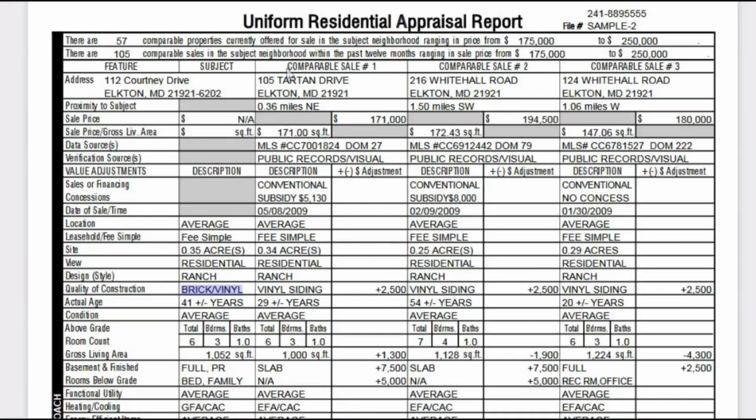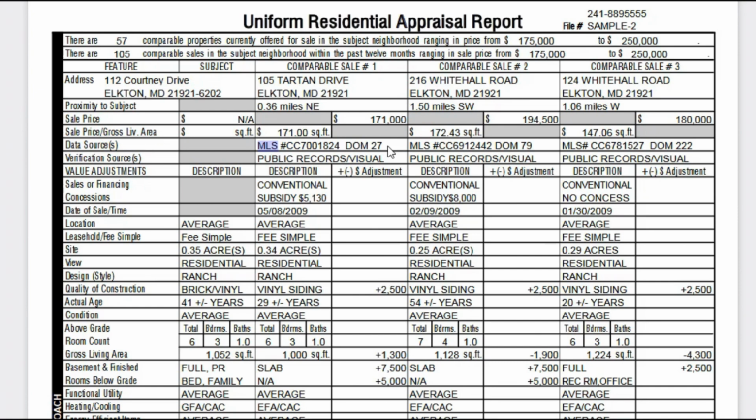Okay, but these are the most important ones. So you want to include the most comparable ones first. And where do you get those from? Well, as you can see, they got this from MLS. So they search MLS for comparable properties.